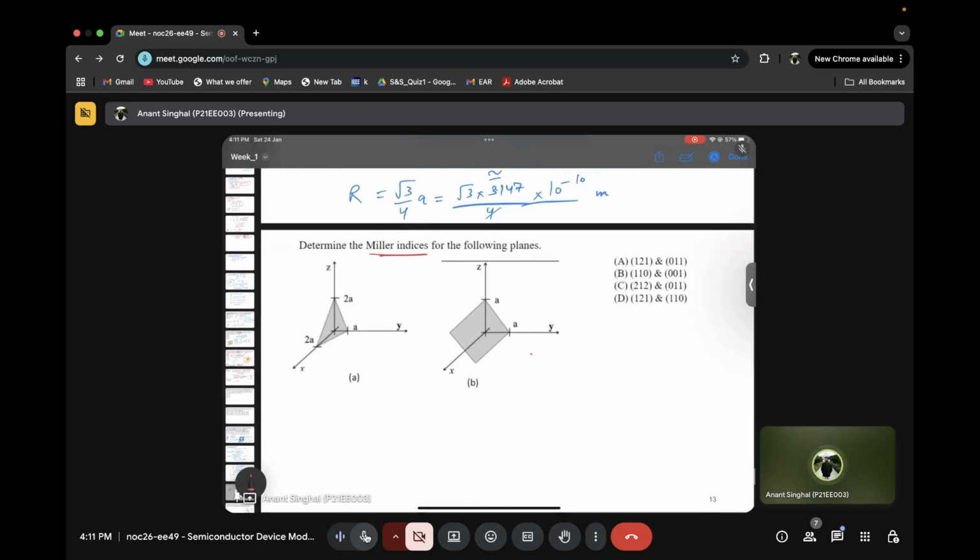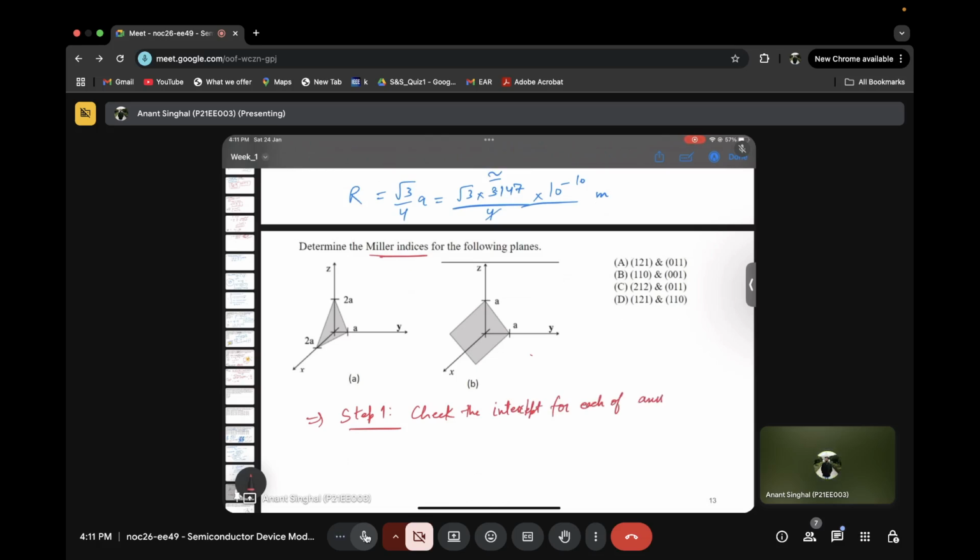So let me give you the very basic steps of finding the Miller indices, and then you can also try it out. How do we do it? Step one of finding the Miller indices is to check the intercepts for each of the axes. Step two is to write the intercepts in terms of a.